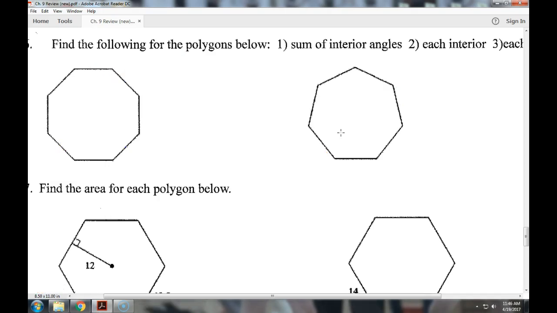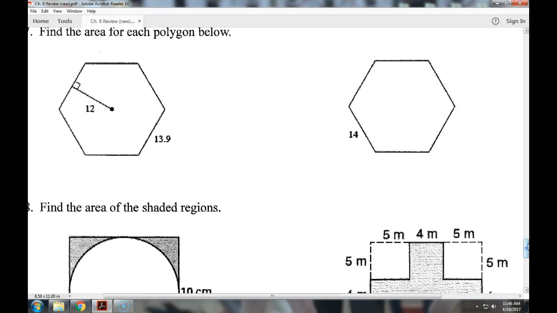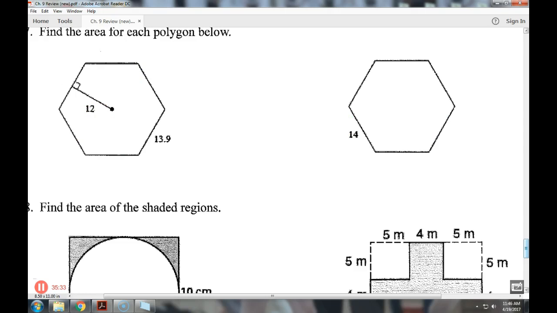Alright, moving on down. This is where things start to get a little bit tougher here. So, trying to find the area of a polygon. We spent a lot of time on this. The formula is 1/2 apothem times perimeter, or 1/2 AP for short. Well, the one on the left is going to be pretty easy. It's not too bad.